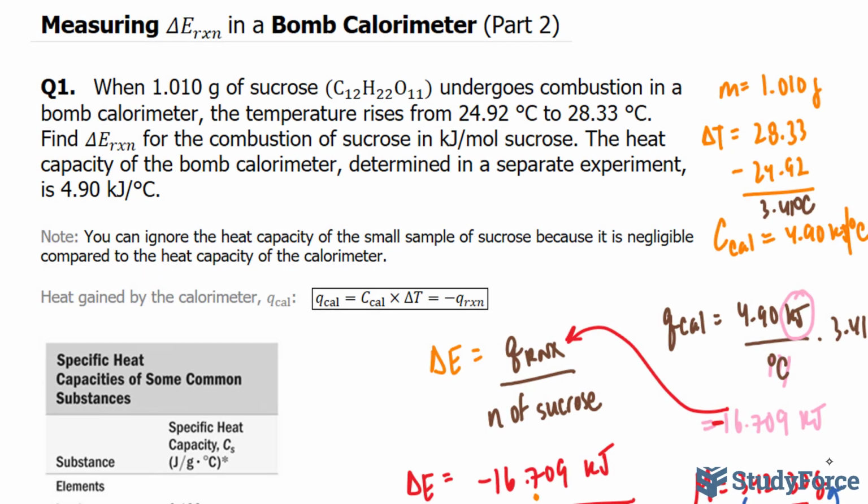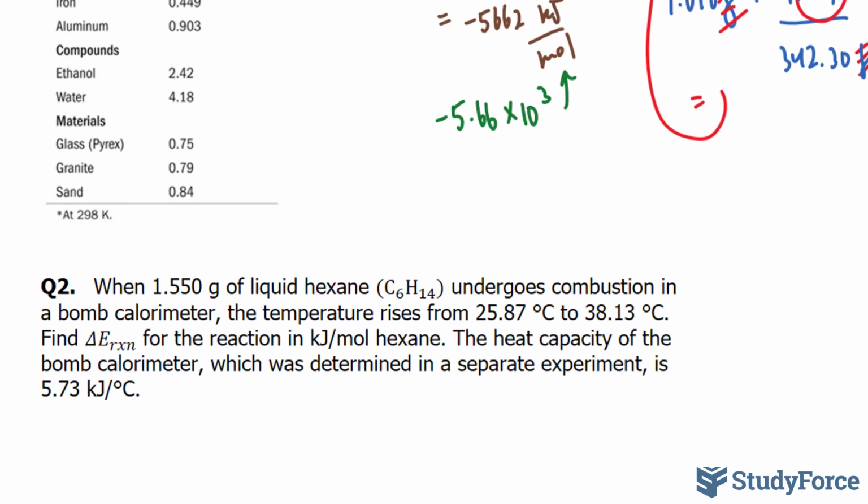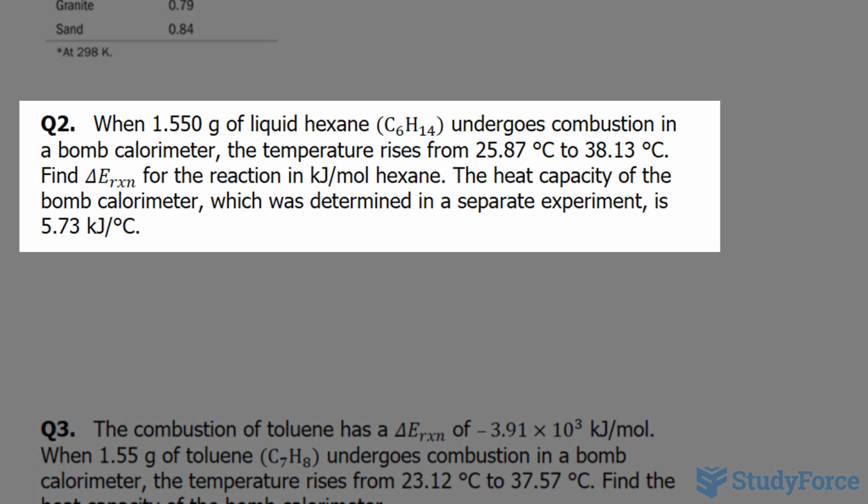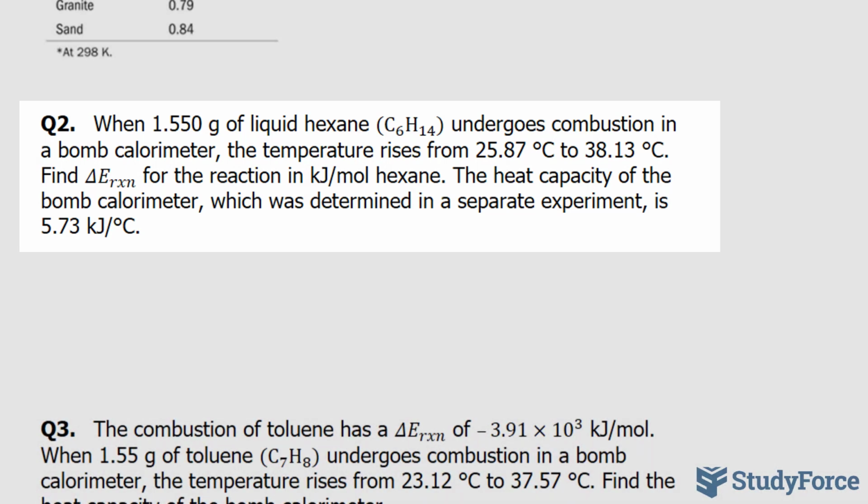In part 2 of this series, where we learn how to measure energy change in a bomb calorimeter, we ended off with question number 2. Question number 2 reads: when 1.550 grams of liquid hexane, which has the chemical formula shown there, undergoes combustion in a bomb calorimeter, the temperature rises from 25.87 degrees Celsius to 38.13 degrees Celsius. Find delta E for the reaction in kilojoules per mole of hexane. The heat capacity of the bomb calorimeter, which is determined in a separate experiment, is 5.73 kilojoules per degree Celsius.